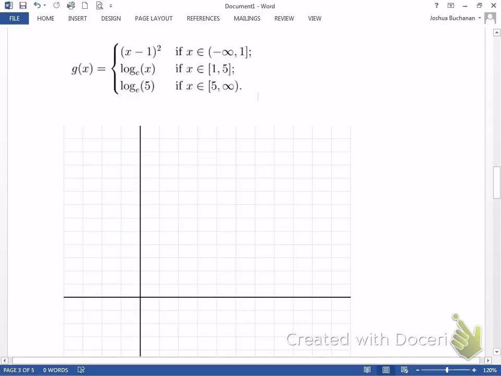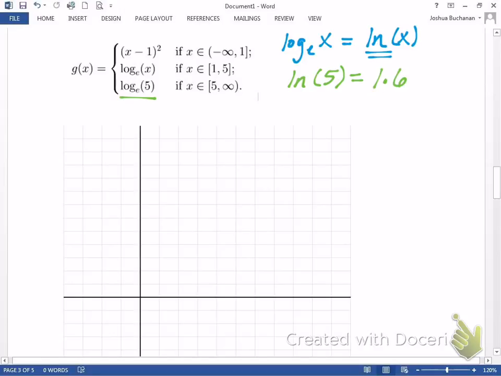One thing that you guys need to know is that log base e of x in the calculator is the natural log of x. So this is the calculator entry that you'll use for log base e. And so if you look here at log base e of 5, that's actually natural log of 5, which is going to give us a constant value. When you put that in the calculator, you're going to get 1.6, which means from 5 to infinity, my graph is going to be a horizontal line at approximately 1.6.